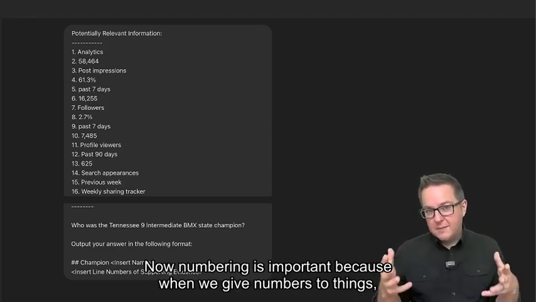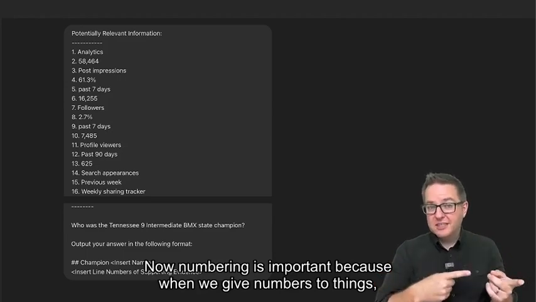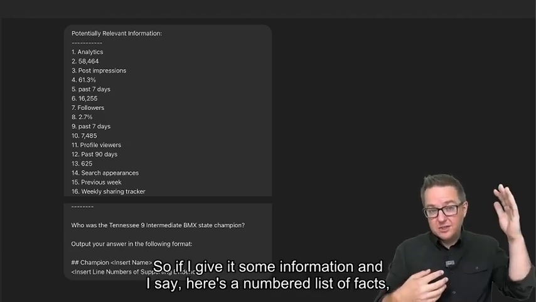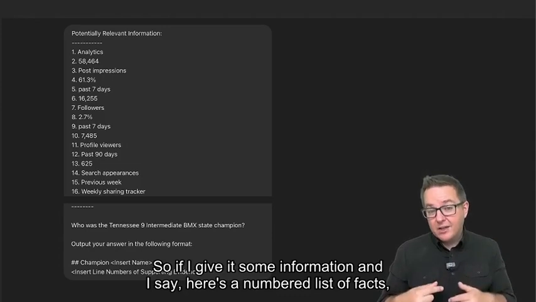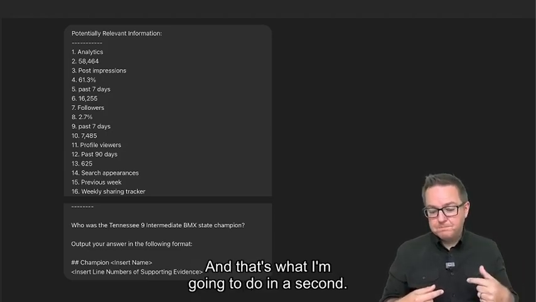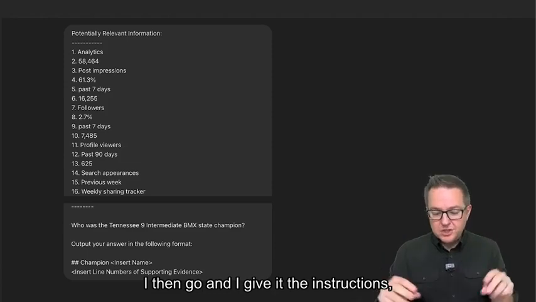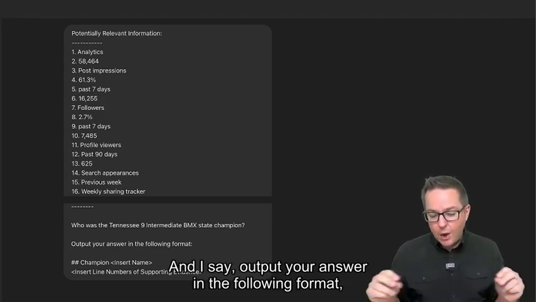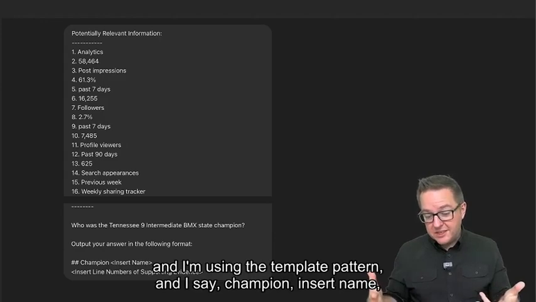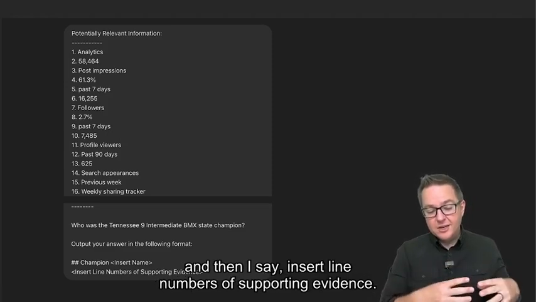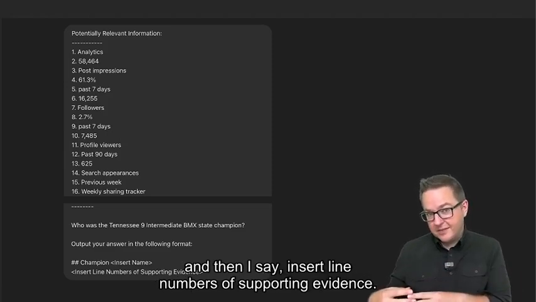Now, numbering is important because when we give numbers to things, then we can ask it to refer to numbers. So if I give it some information and I say, here's a numbered list of facts, I can now later say, go and refer to the number of the fact that supports your answer. And that's what I'm going to do in a second. I then give it the instructions. Who was the Tennessee 9 Intermediate BMX State Champion? And I say, output your answer in the following format. And I'm using the template pattern. I say, champion, insert name. And then I say, insert line numbers of supporting evidence.